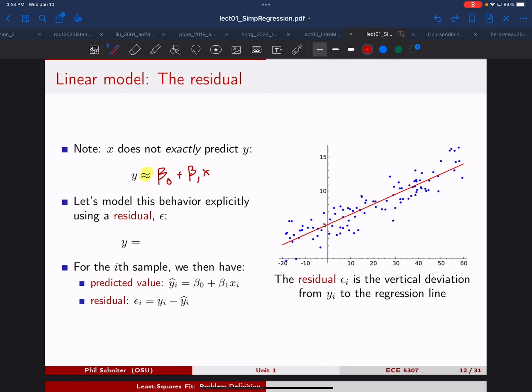Let's say that y exactly equals our prediction here, plus epsilon. So epsilon is going to be the error of the model, or the residual, the part that's left out of the model that you need to really equal y. So now we have an equality here because we have explicitly included the difference between the model and the data.